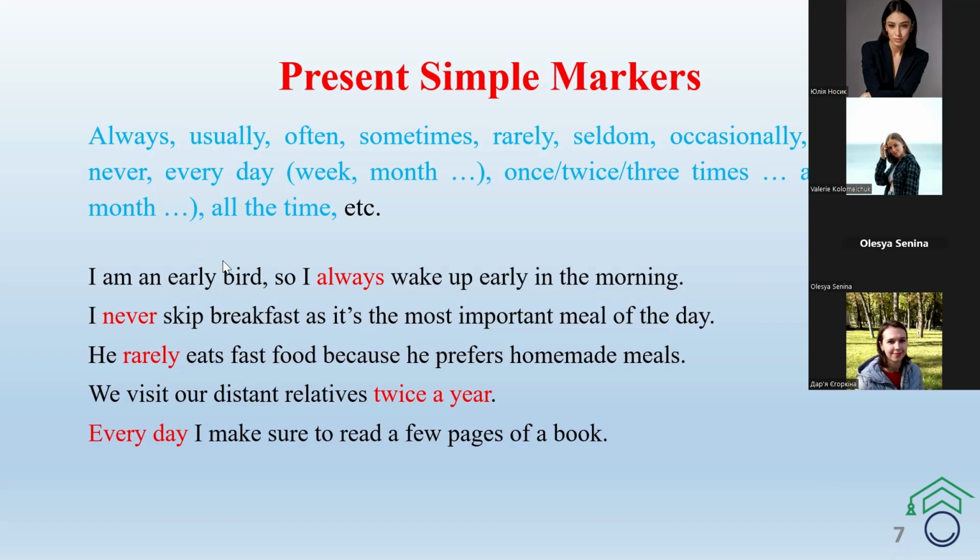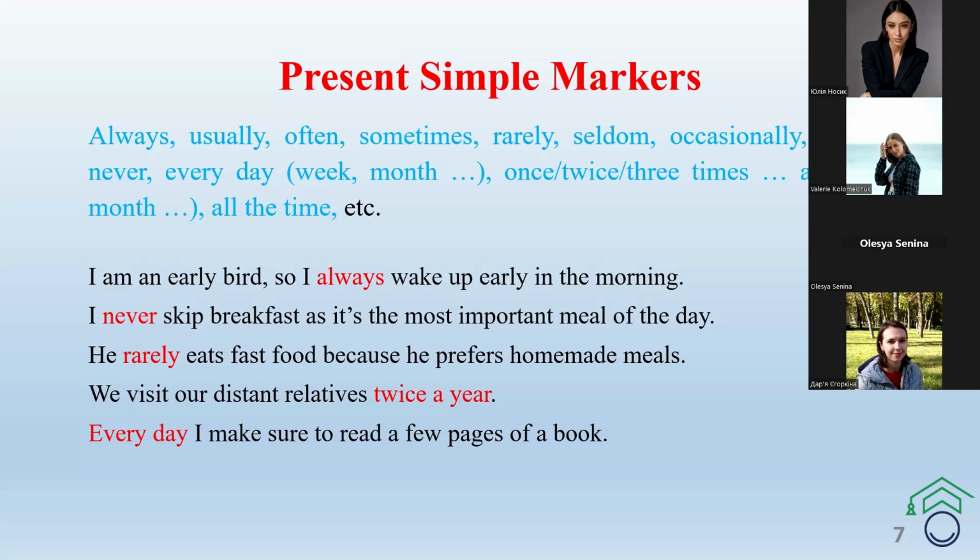Дар'я Єгоркіна, can you read the sentences, please? I'm an early bird, so I always wake up early in the morning. Я жаворонок, да? Це перекладається. You're right. Я завжди прокидаюсь рано вранці. I never skip breakfast and it's the most important meal of the day. Я ніколи не пропускаю сніданок, так як це найважливіша страва дня. Найважливіше, можемо сказати, прийом їжі, да?